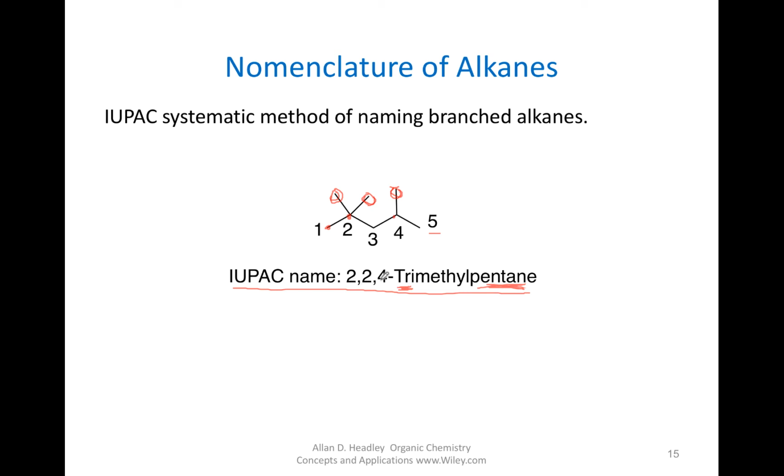Notice we separate the numbers by commas. And we must indicate a number for each group. So therefore, since we have 3 groups here, we need 3 numbers over here. The numbers are separated by commas, and the numbers are separated from the letters with a dash. So this would be the IUPAC name for this molecule.